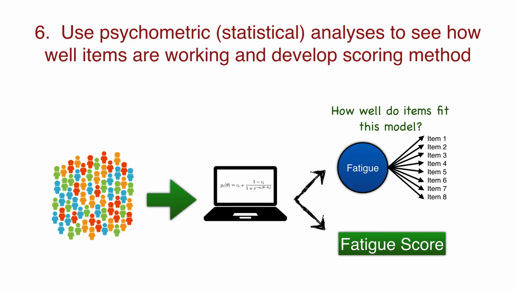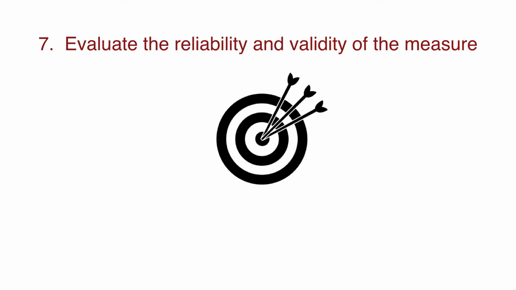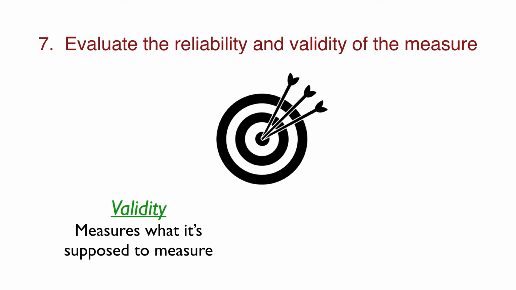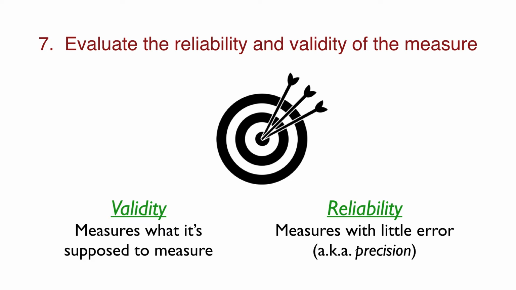Now with a score in hand, we can go evaluate the reliability and validity of the measure. And recall that validity means it's measuring what it's supposed to measure, and reliability means that it's measuring it with little error, sometimes known as precision. Let's go through a quick example of each of these.